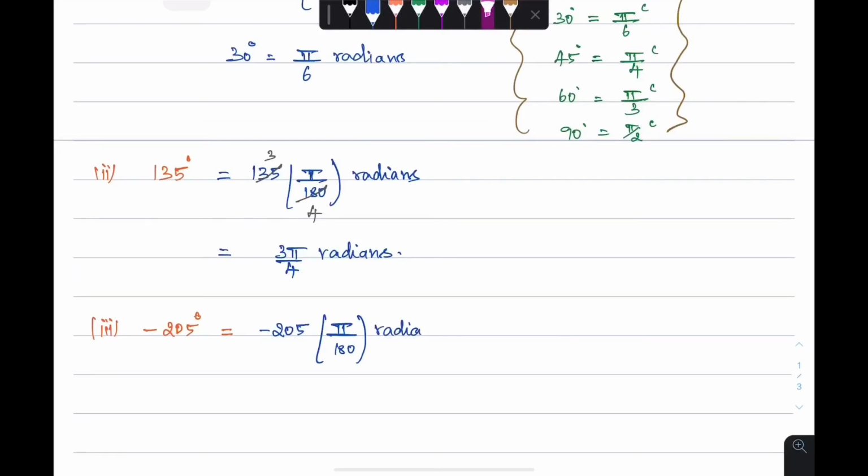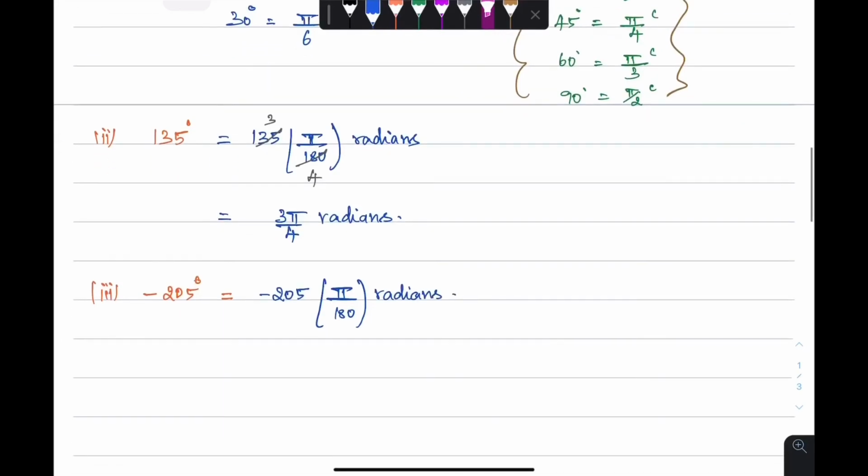So pi by 180 radians, which can be simplified further as, I hope you guys are also doing along with me. You can cancel it out. 36 times, and this is going to be 41 times 5. So it's minus 41 by 36 pi radians. Good.